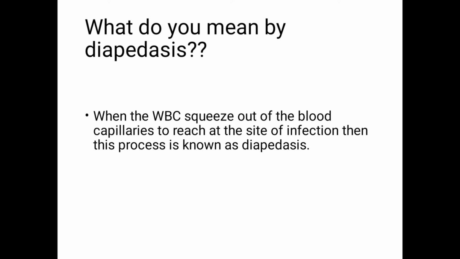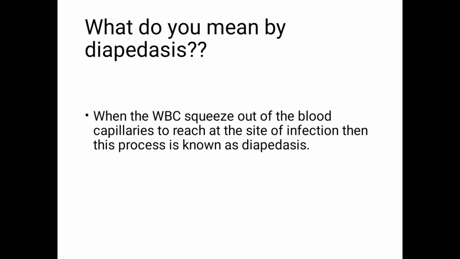Diapedesis is the process by which, when there is an infection in our tissue or in the interstitial space, the WBCs present in our blood capillaries or blood vessels start moving out of them and reach the site of infection where they perform their function. Interstitial space is the space between two cells or groups of cells, or the space within the tissue.